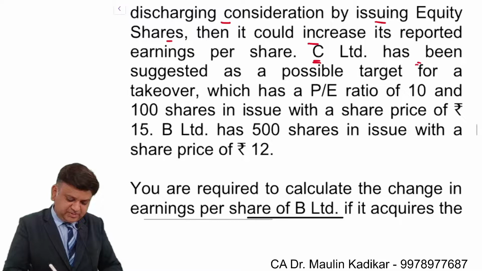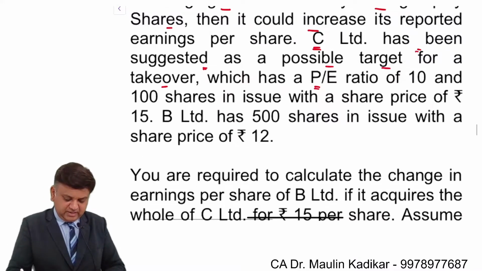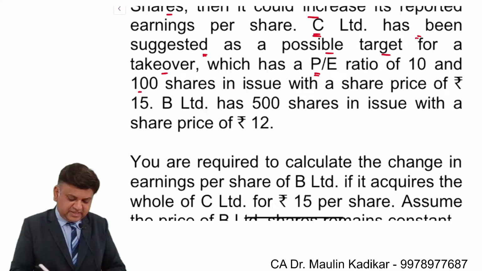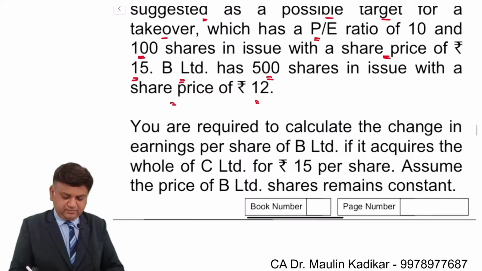C Ltd has been suggested as a possible target for takeover, which has a price earning ratio of 10, and C Ltd has 100 shares in issue with a market price of rupees 15. B Ltd has 500 shares in issue with a share price of rupees 12.